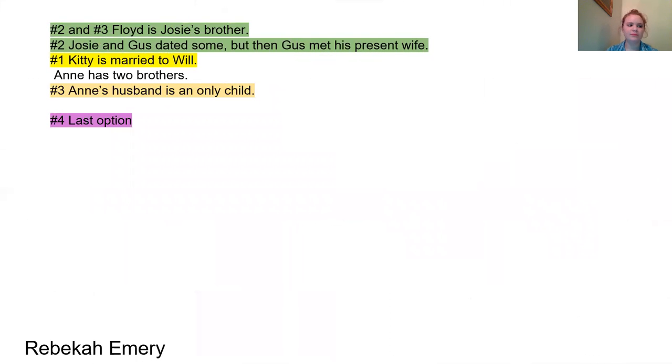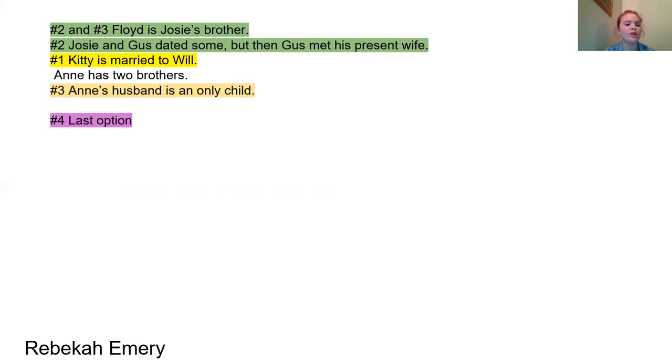The next equation is actually a puzzle. How can we solve this puzzle using these clues? We are given the names of 4 men, 4 women, and 5 clues. Our job is to figure out who is married to who based on information that we are given. The ladies in this puzzle are Kitty, Sarah, Josie, and Ann. The men are David, Will, Floyd, and Gus.